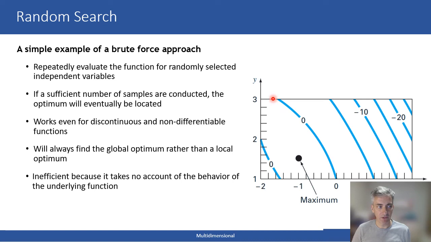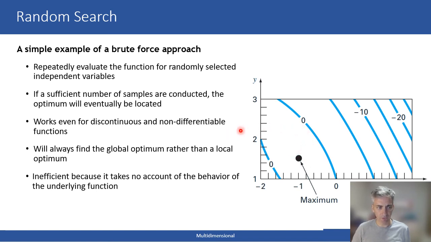So the random search method is a brute force approach. It's relatively slow. So if we have a function that depends on two variables, x and y, we might try different combinations randomly of x and y and see which value has a maximum.